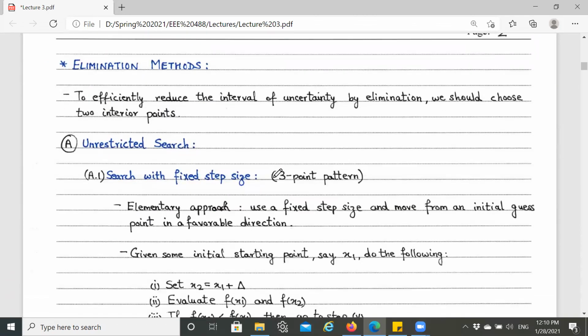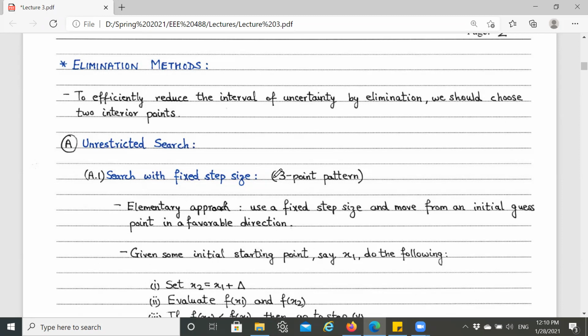Now, today what we'll be looking at are techniques which we call elimination methods, which will help us reduce the interval of uncertainty, okay? So last time we studied some techniques, the bracketing methods and open methods, which helped us find the local minimum value, okay? Now we are assuming that I give you a unimodal function, and as our friend had asked last time, how do we determine a good or smart starting point, okay?